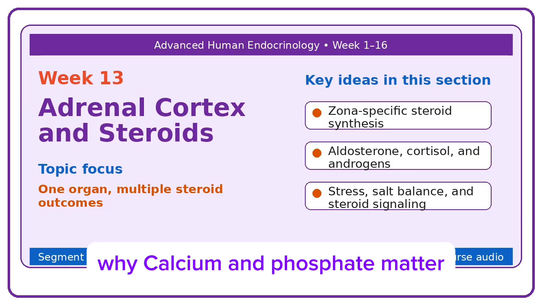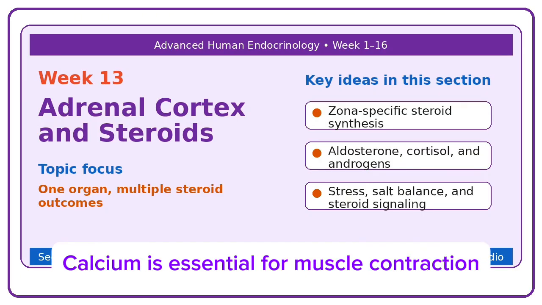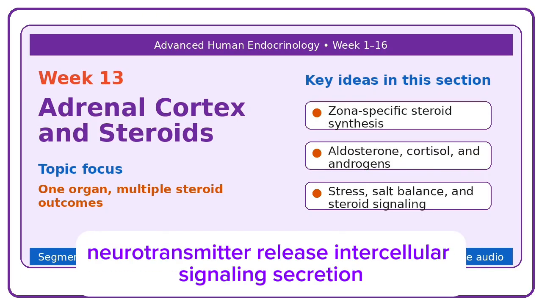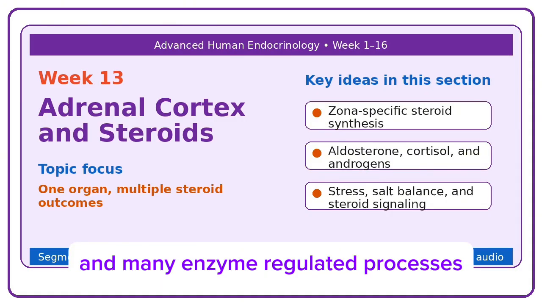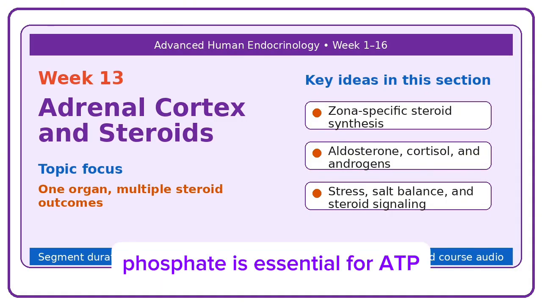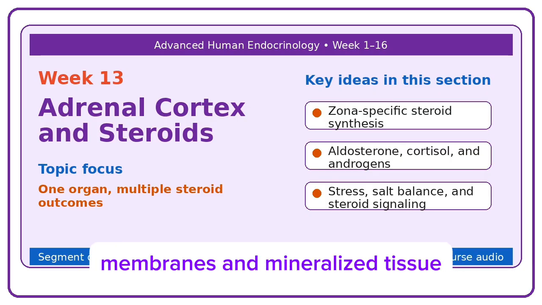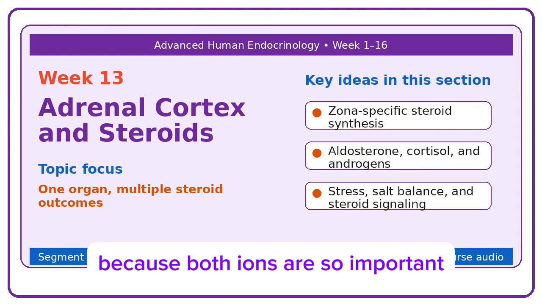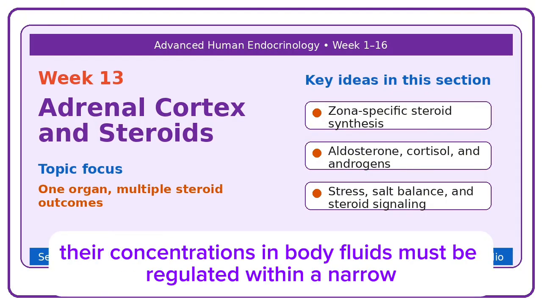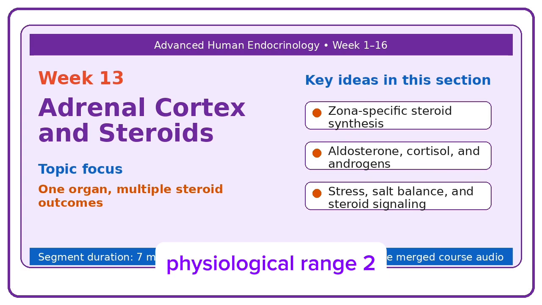1. Why calcium and phosphate matter. Calcium is essential for muscle contraction, neurotransmitter release, intracellular signaling, secretion, and many enzyme-regulated processes. Phosphate is essential for ATP, nucleic acids, phosphorylation reactions, membranes, and mineralized tissue. Because both ions are so important, their concentrations in body fluids must be regulated within a narrow physiological range.